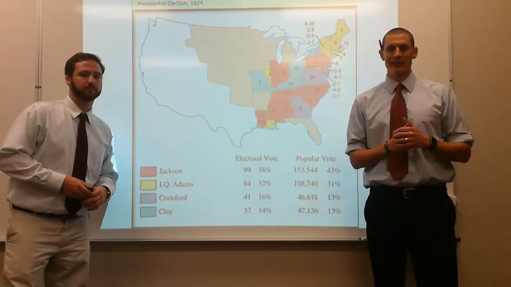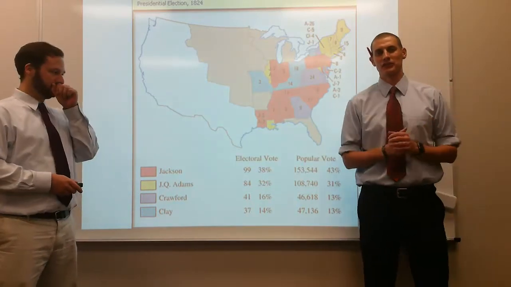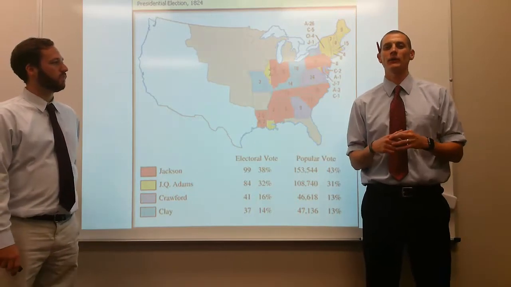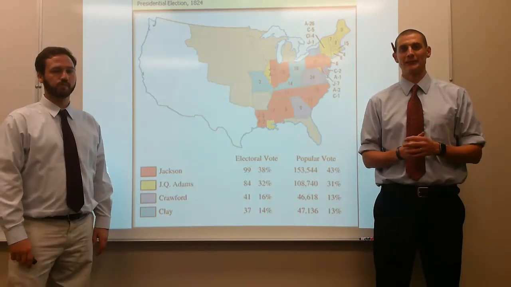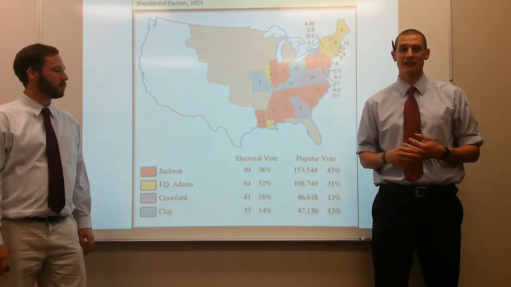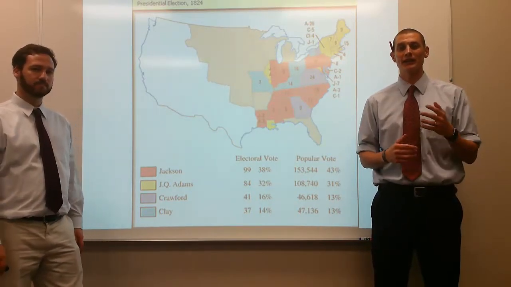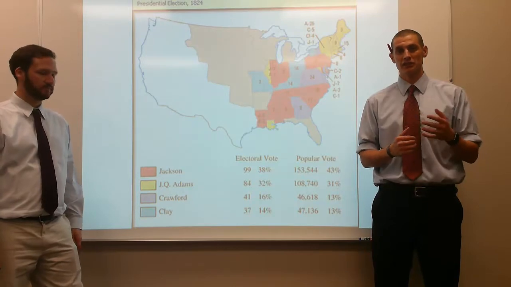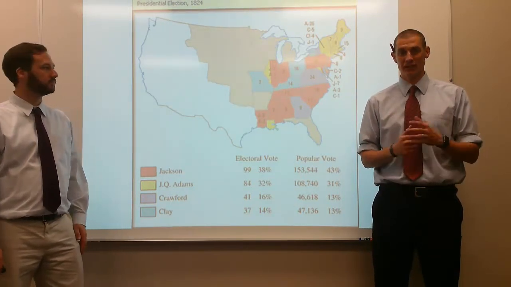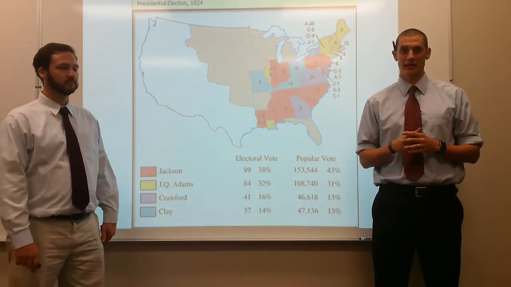So we're going to begin with the election of 1824. From 1800 to 1808, we have Thomas Jefferson. From 1808 to 1816, through the War of 1812, James Madison. And then after James Madison, for 8 years, we had his Secretary of State, James Monroe. Well, next up is James Monroe's Secretary of State, John Quincy Adams.